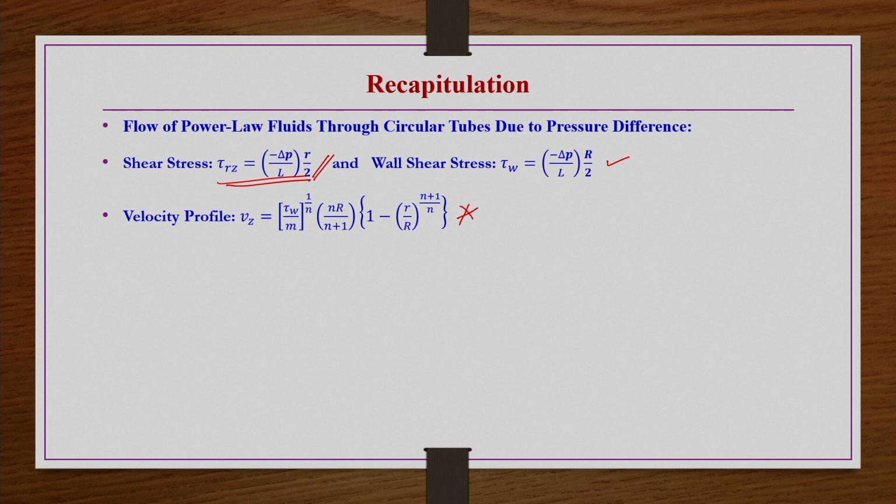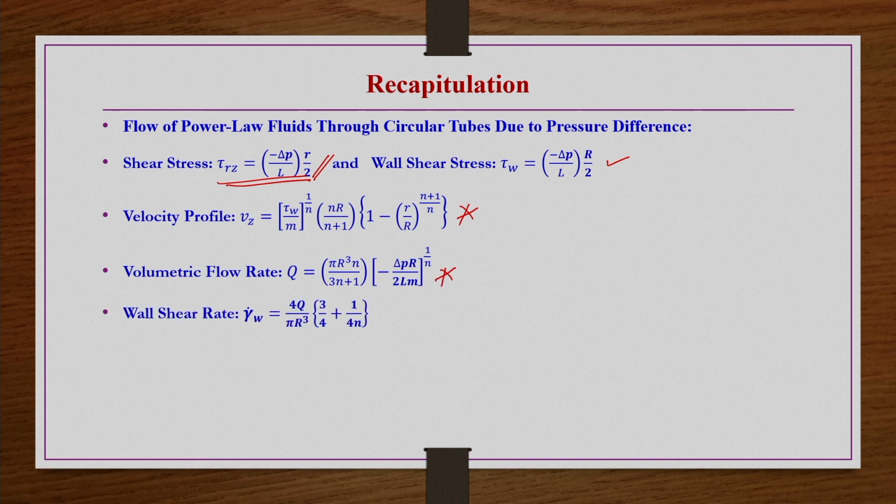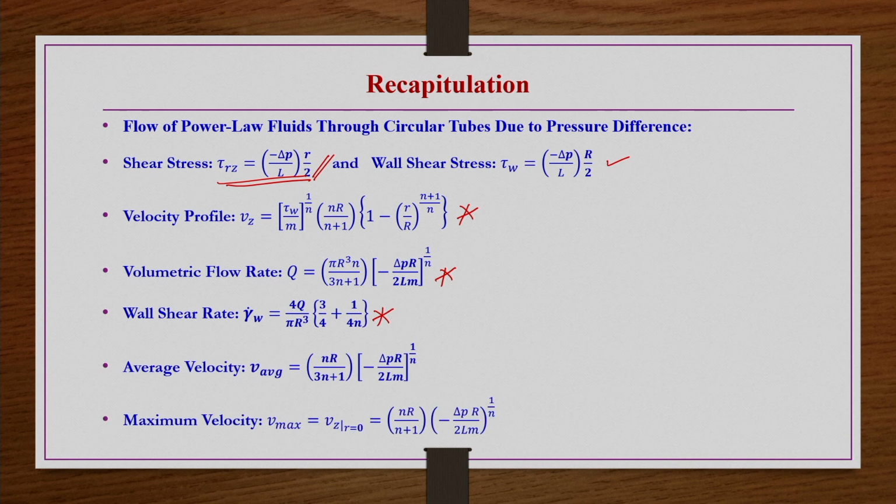Once we got the velocity profile, we obtained the volumetric flow rate, which is given by this expression. Then we got the wall shear rate, which is 4Q by pi R cube times (3n plus 1) by 4n. Then the average and maximum velocity expressions we got like this. This is what we have seen.